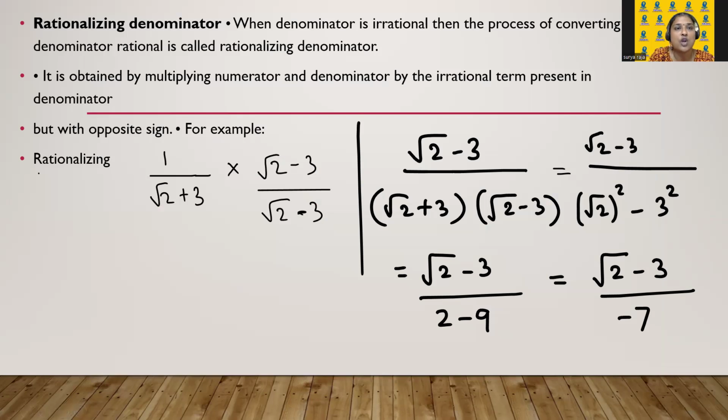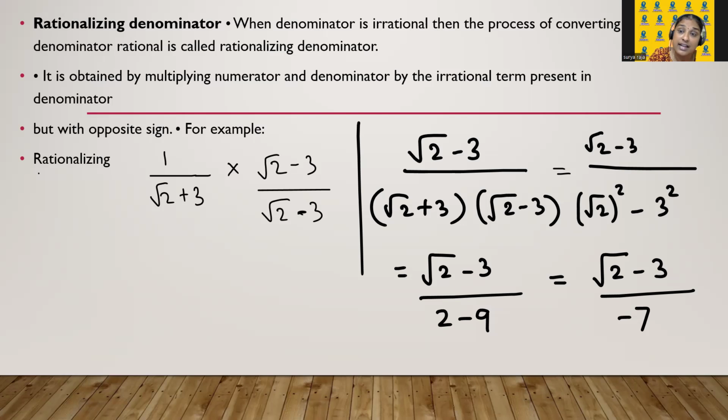Let's talk about rationalizing the denominator. This is very important here. When the denominator is irrational, keep this noted. What is an irrational denominator? See, for example, I have given you 1 over square root of 2 plus 3. In the denominator, can you say square root of 2 plus 3 is a rational number? No, you cannot say. So when you have this kind of situation, what to do?